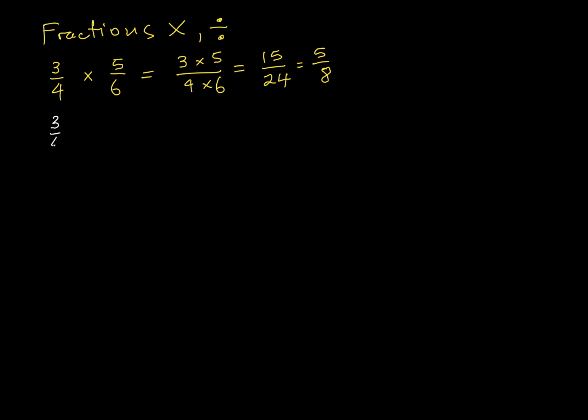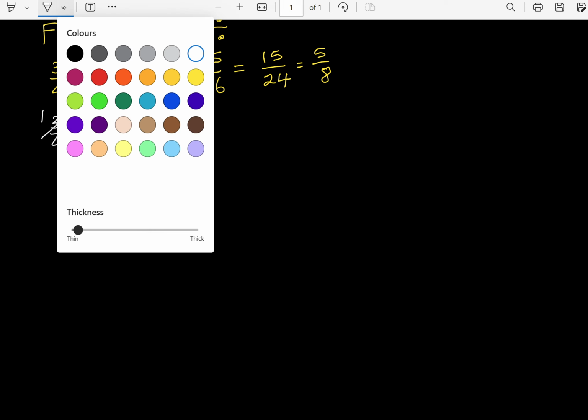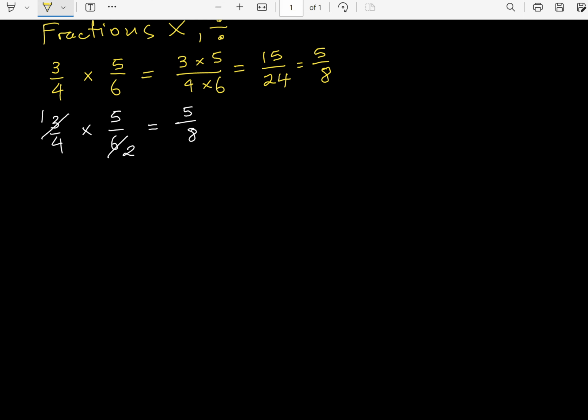And if you do it the other way with cancelling, see the 3 and the 6 can be cancelled. 3 into 3 goes once, 3 into 6 goes twice. So right away you get 1 times 5, which is 5, over 4 times 2, which is 8, which is the same. So it's always better if you can cancel as you go, but if you forget or don't do it, that's fine, no problemo.